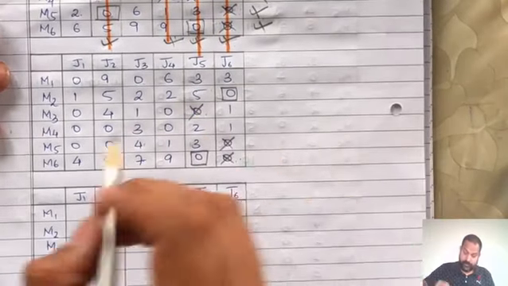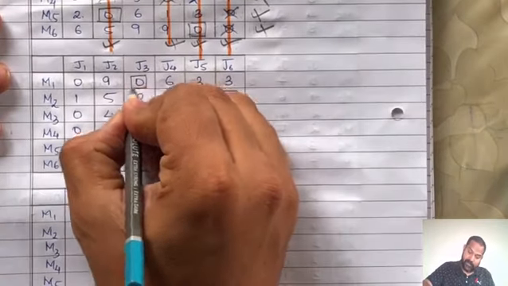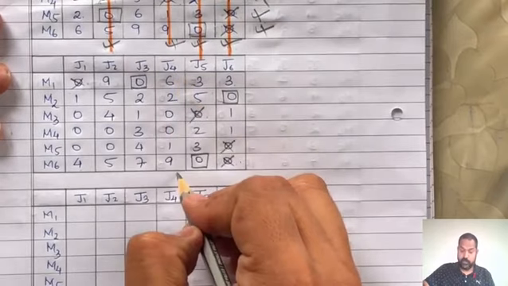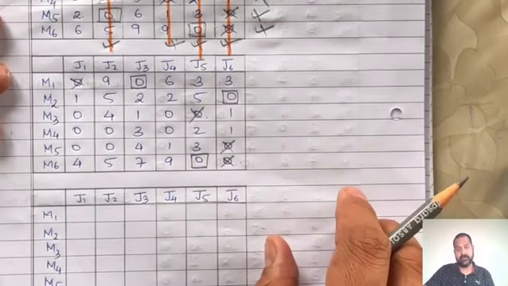Let's go column wise. 4 zeros, I can't do anything. 2 zeros, I can't do anything. 1 0, I can mark as an assignment. Cancel every other 0 in that row. 2 zeros cannot do anything. Marked or cancelled, marked or cancelled.